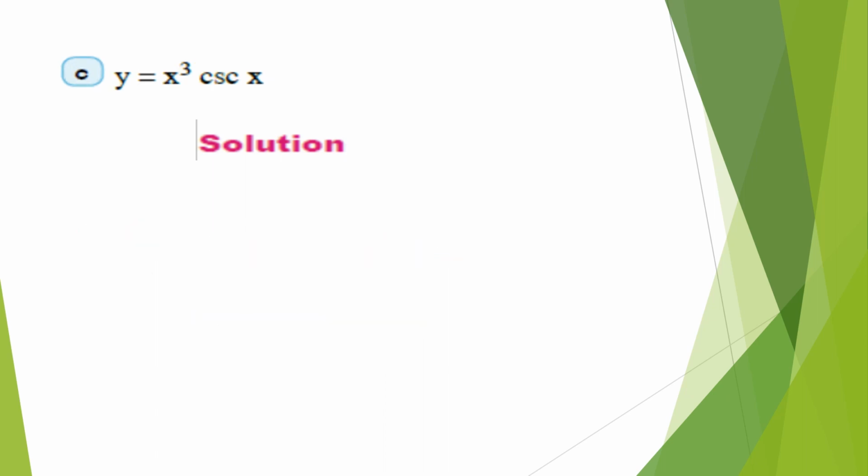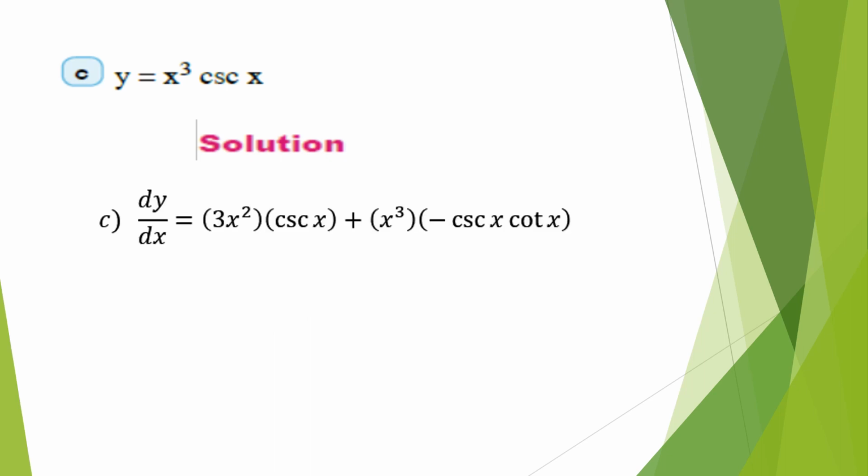C, y equal x power 3 cosec x. As you see, it is a product of two functions, x power 3 and cosec x. So we have to apply the product rule. So dy by dx equal the derivative of the first function x power 3, its derivative is 3x power 2, multiplied by the second function as it is, plus the first function as it is multiplied by the derivative of the second function, the derivative of cosec x equal negative cosec x cotan x.